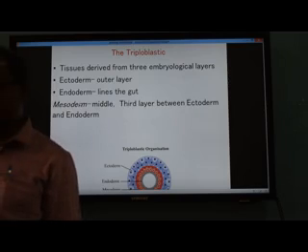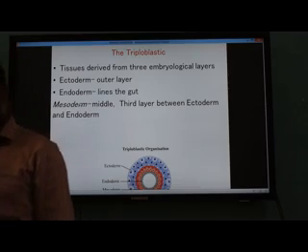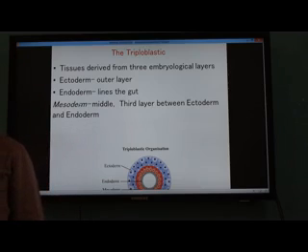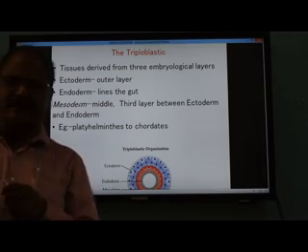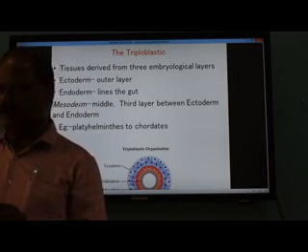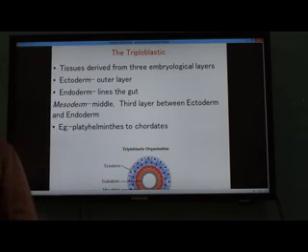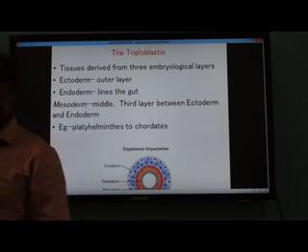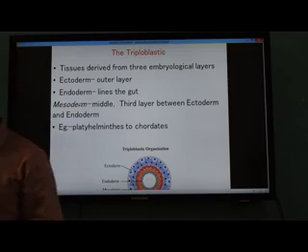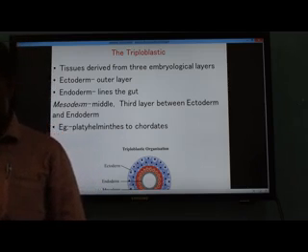Then mesoderm, it is present in the middle, that is the third layer between ectoderm and the endoderm. Triploblastic organisms have body structures and organs made from the three embryonic layers: ectoderm, mesoderm and the endoderm. Example, platyhelminthes to the chordates.